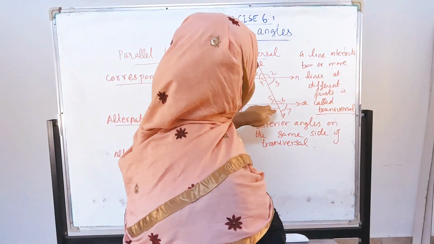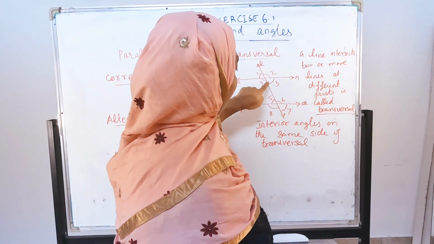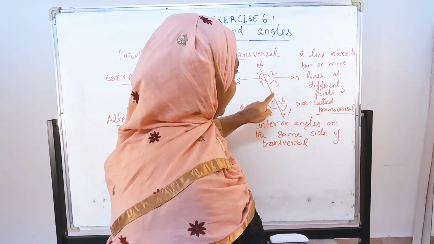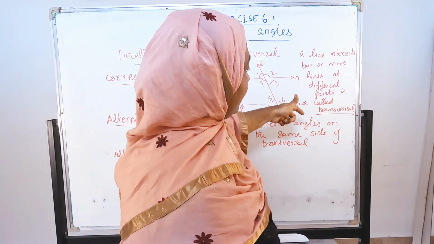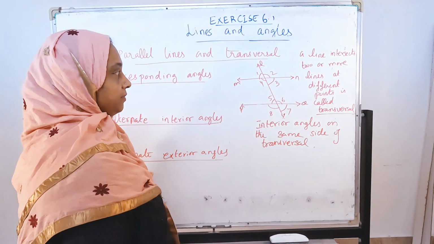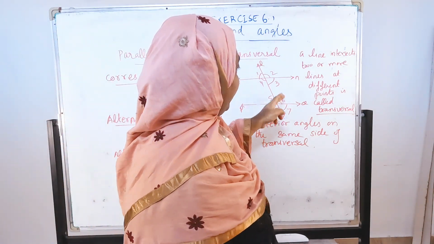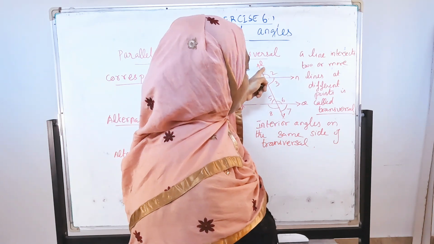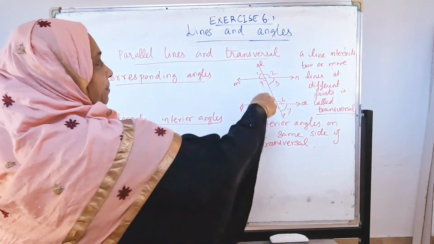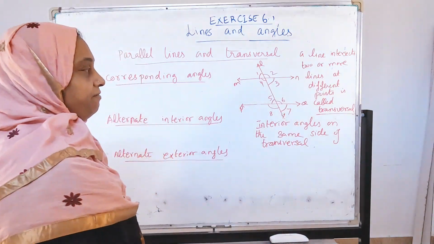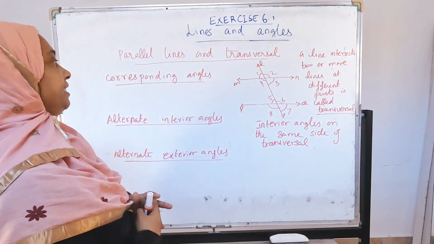This line L is intersecting M and PQ at different points. See, different points it is intersecting. So this line L is called a transversal. When this type of transversal is crossing, we can get some angles as equal.